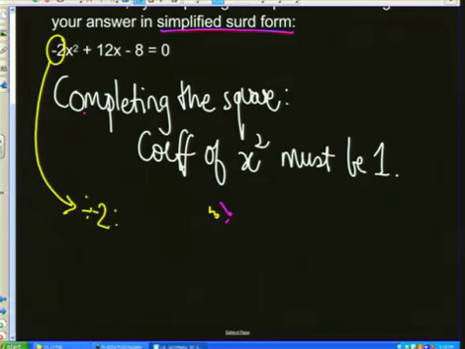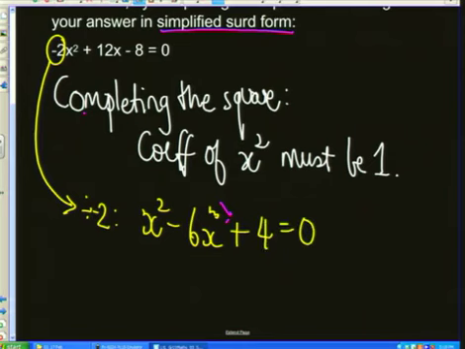And so I get x squared minus 6x plus 4 is equal to 0. Let's just check that. That's negative 2x squared, positive 12x, and negative 8 is equal to 0.